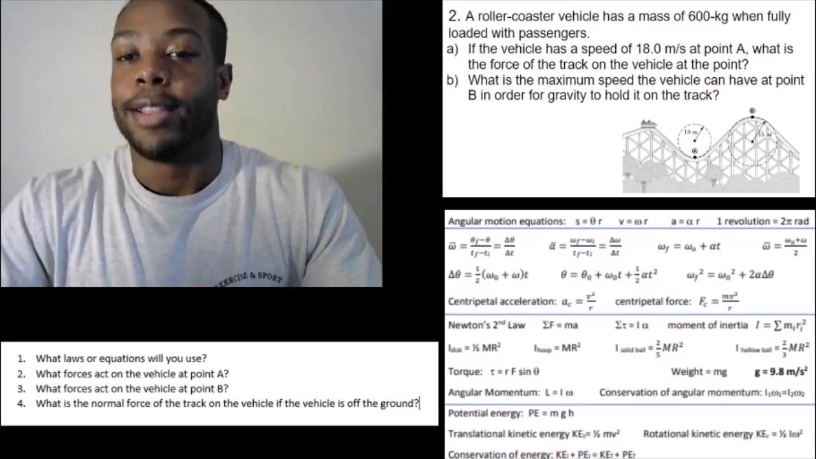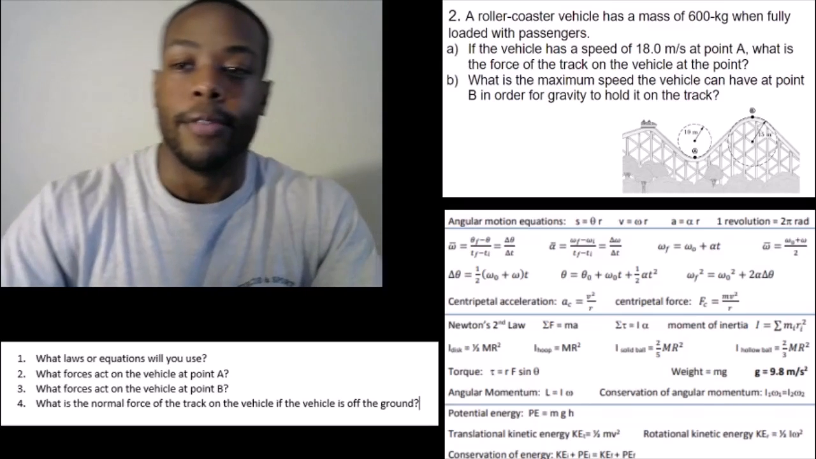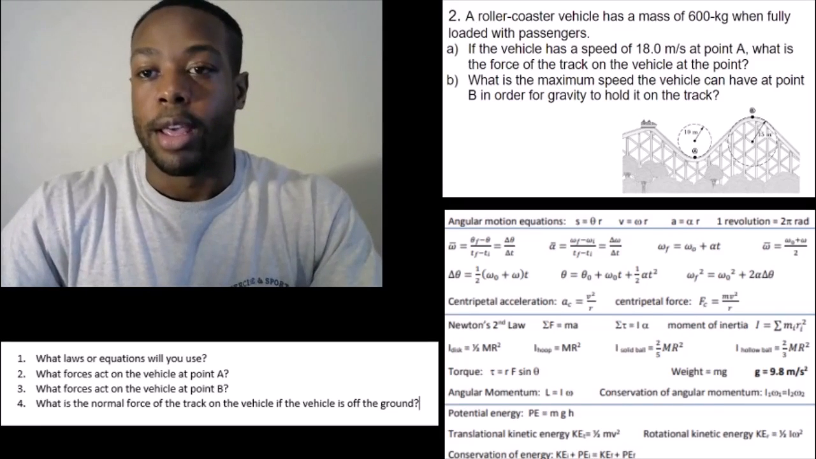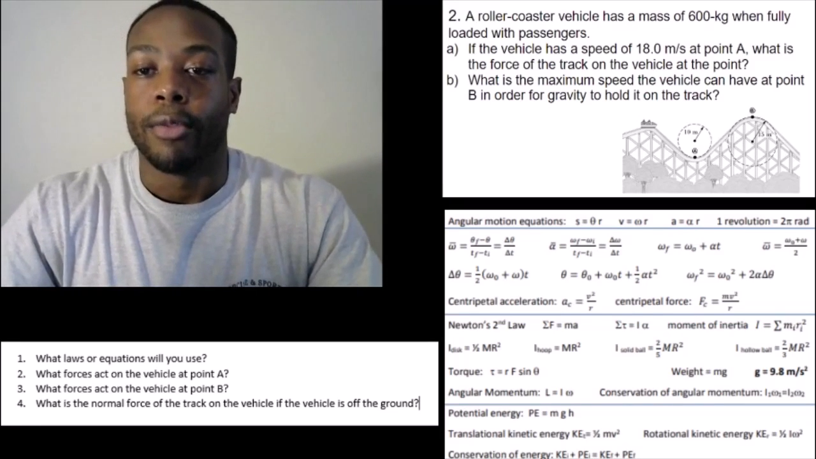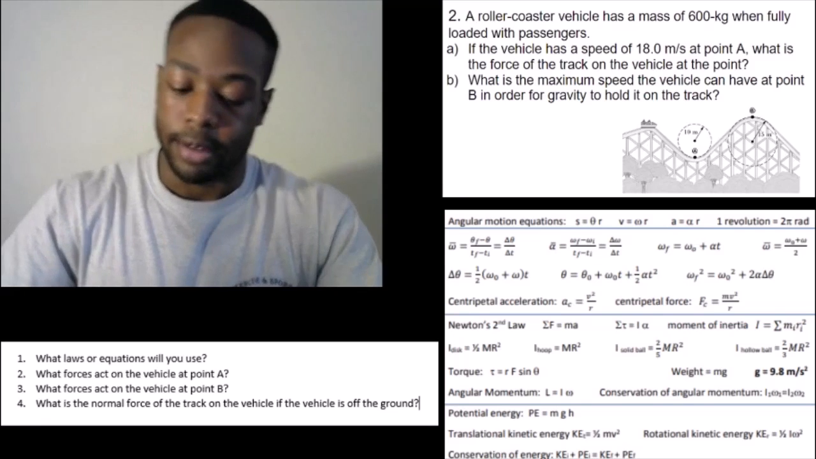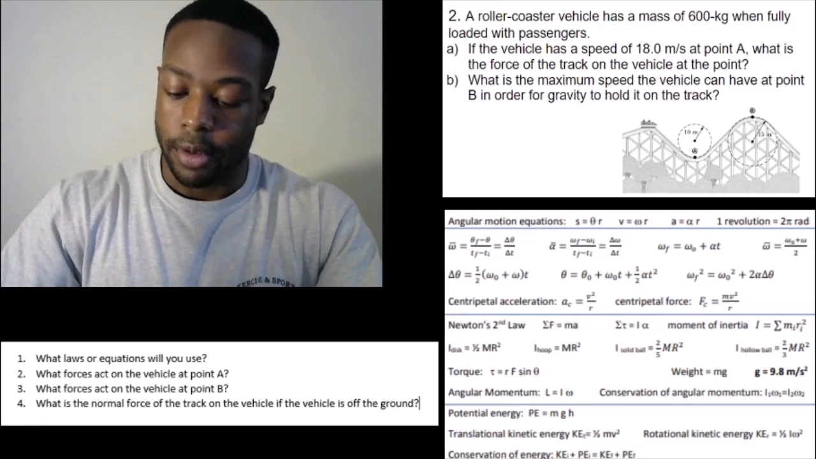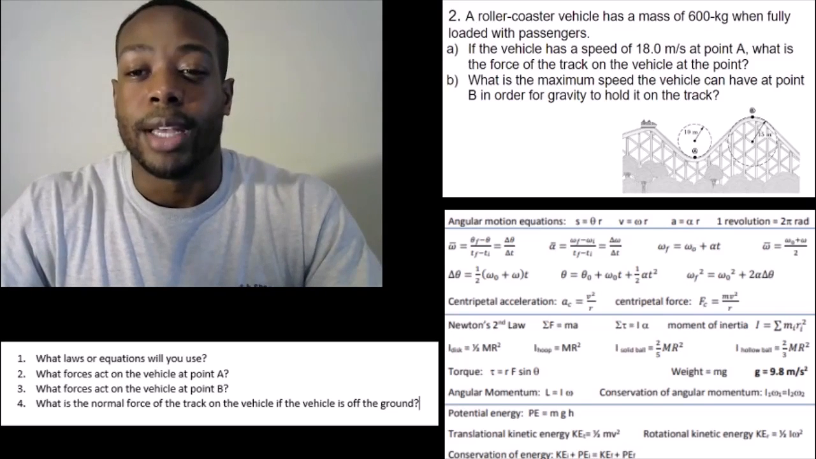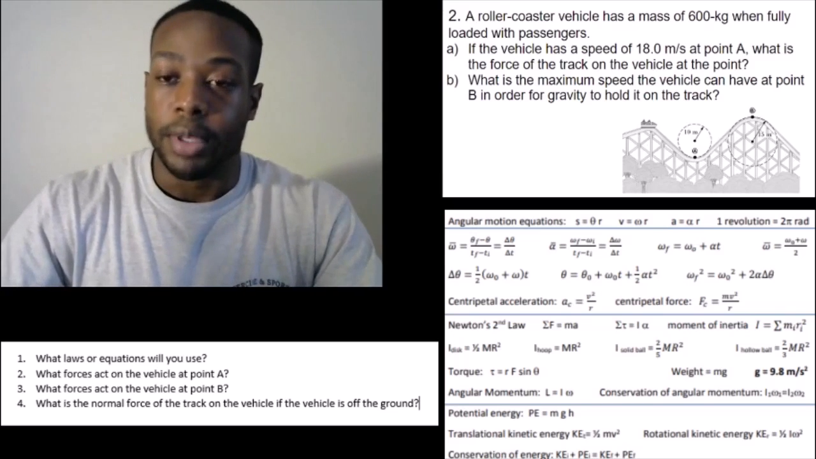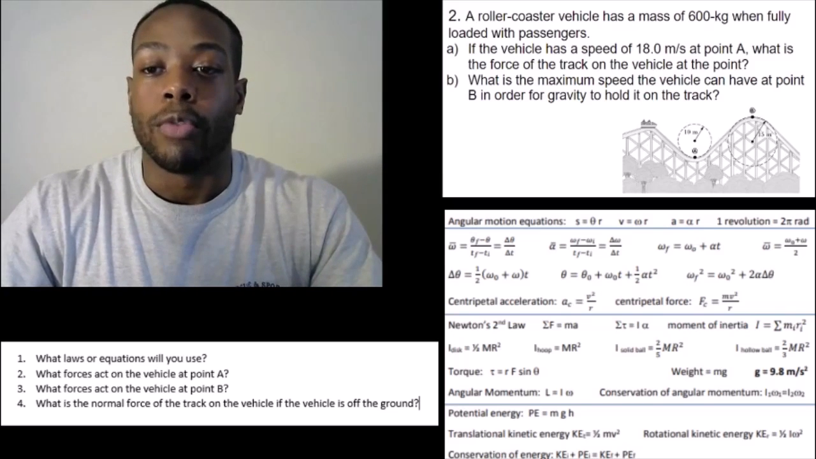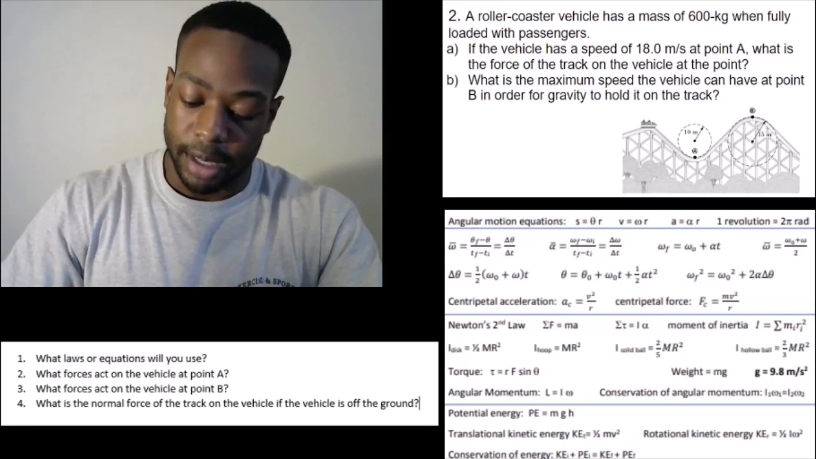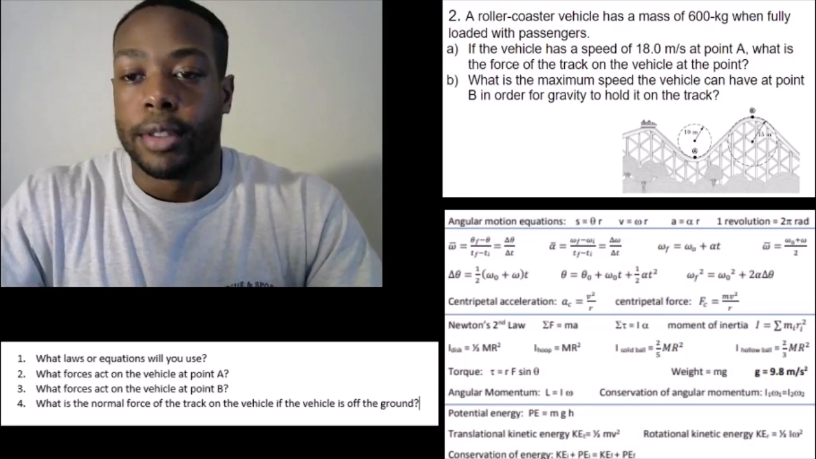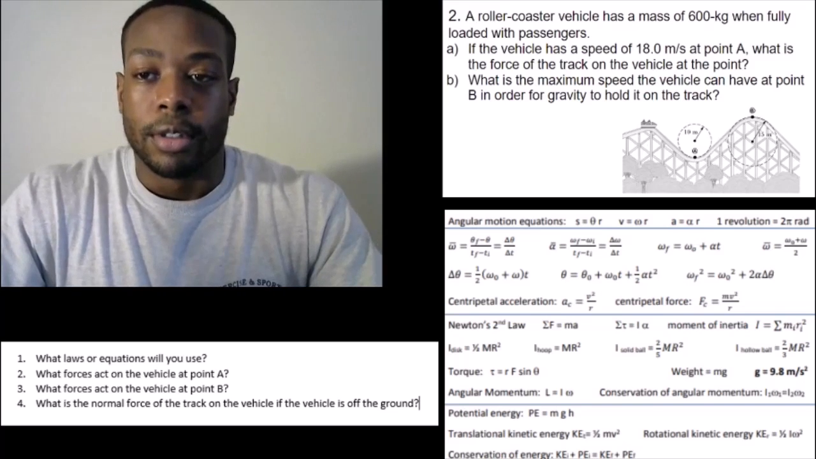So next question, we've got the roller coaster question. We've got a vehicle of mass 600 kilograms. And at point A, we're going to say that the speed is 18 meters per second. So velocity at point A, 18 meters per second. And at point B, what is the maximum speed the vehicle can have at point B in order for gravity to hold on the track? So we want to know the speed at point B.